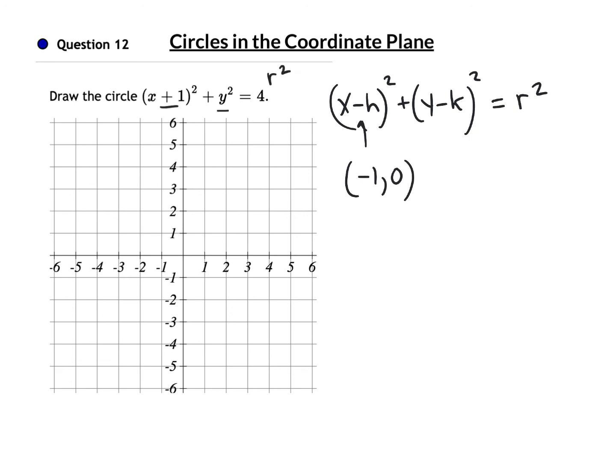This is r squared. The square root of 4 then is r. R is 2. Plot that negative 1, 0. Go a distance of 2 all directions. And there you have my hand-drawn circle.